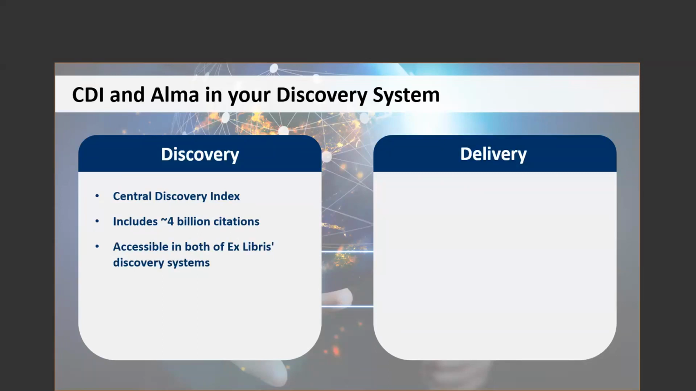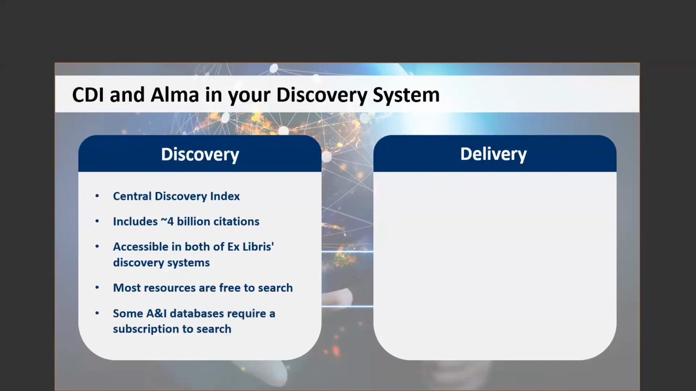I don't know if anybody here is on Summon and interested in Primo VE, but both of those systems now search CDI, which is why the index got significantly bigger, because the indexes that were searched separately are now combined. And most resources, as we'll see, are free to search, regardless of your activation status, whether or not you actually own it in Alma. And of course, we know that there are some abstracting and indexing databases that are not free to search. But that's getting the records into discovery to actually find the citations, find the book chapters, find the books, whatever you're looking for.